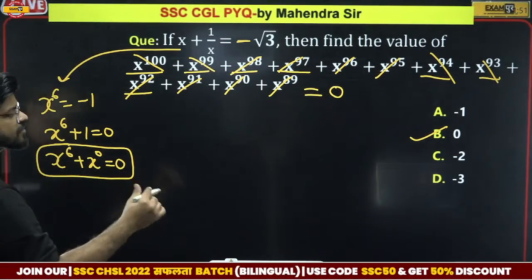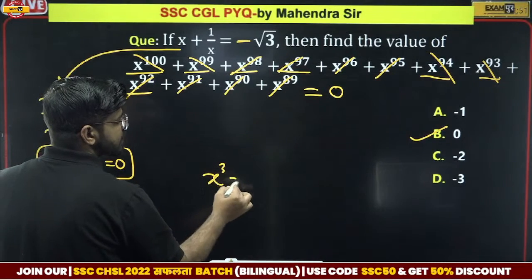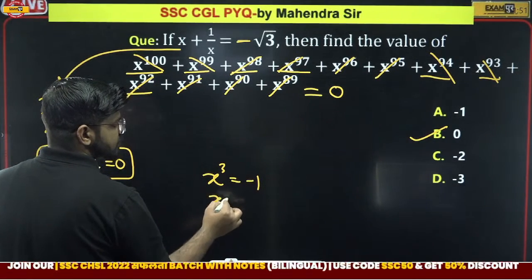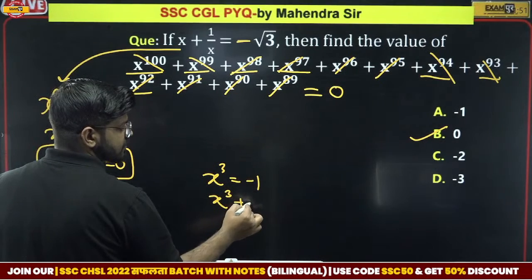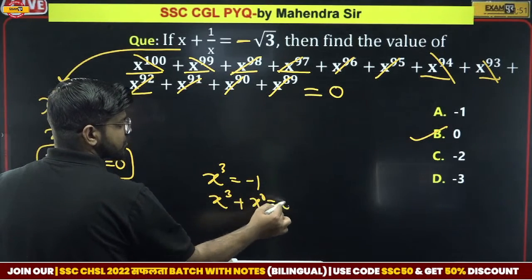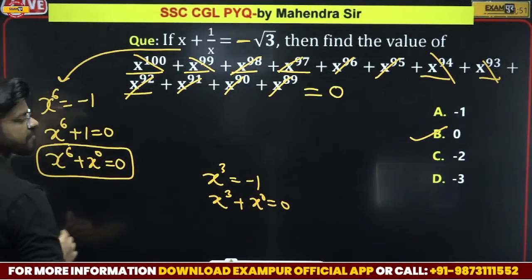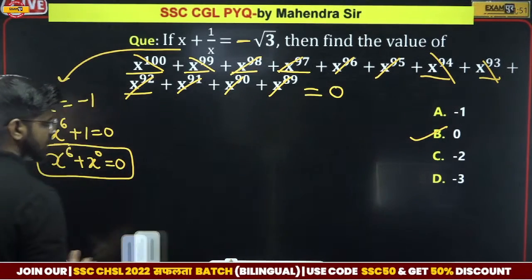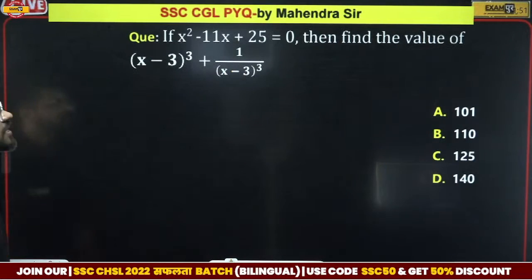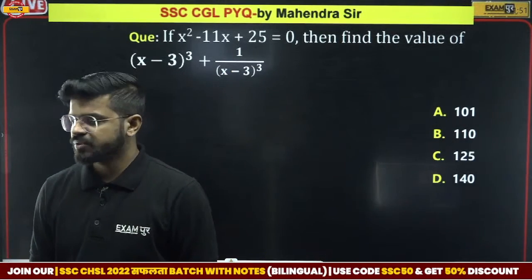And similarly, in the case when we get x cube is equal to minus 1, you can say the same thing: x cube plus x to the power 0 is equal to 0. So here the difference is 3. Here the difference is 6. Power difference is 6. Tell me the answer for the next question.